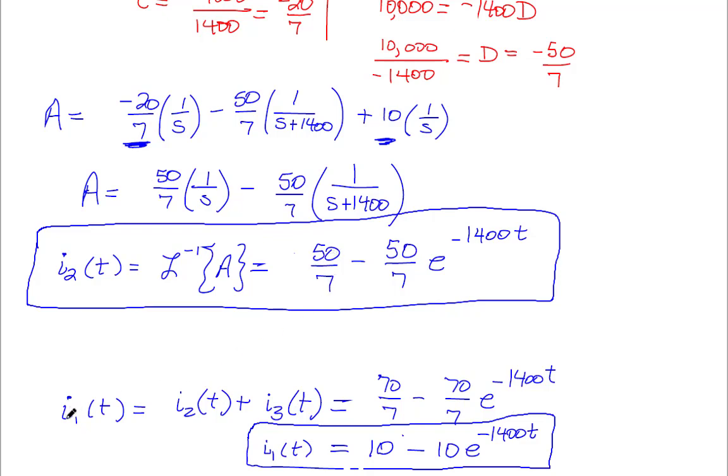What's I1? Well, I1 was split into I2 and I3. So combining the two solutions, I get 70 over 7 minus 70 over 7 with this transient part. That part's going to decay to 0, and I end up with a constant current in I1 of 10. And that concludes our section on Laplace transforms.